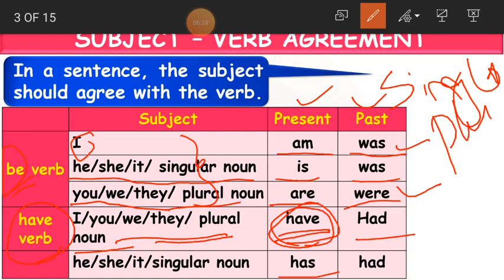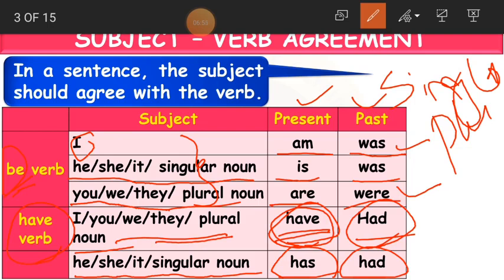Must be have. Okay. If the sentence is in past tense, we will be having had. The verb form is had. Okay, children? If the subject is he, she, it or any singular noun, the have verb form changes as has in present tense. Have is going to change as has in present tense, had in past tense.